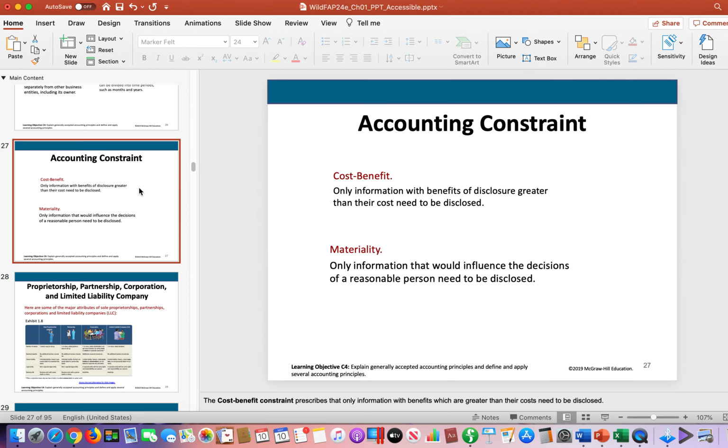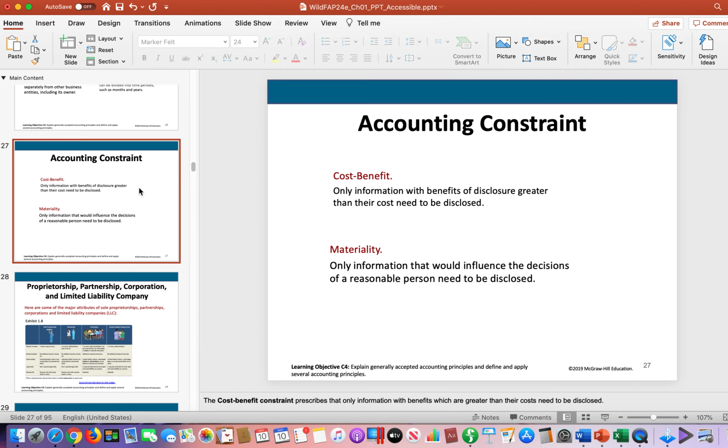If the cost of complying with principles is greater than the benefit, then you don't move forward. In other words, if it costs me $10,000 to provide you with information that only has a $1,000 benefit, then I don't proceed with that. The cost is greater than the benefit.